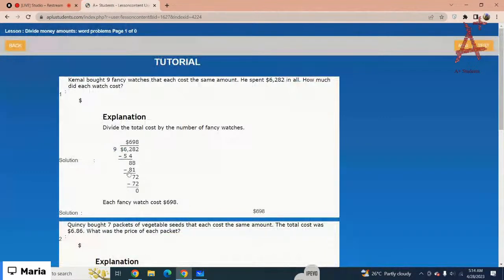Okay, the first one is Camel bought 9 fancy watches that each cost the same amount. He spent 6,282 in all. How much did each watch cost? So you have to calculate the cost of the one watch actually. So you have to divide 6,282 by 9. Got it?